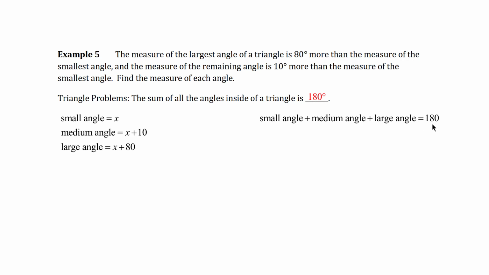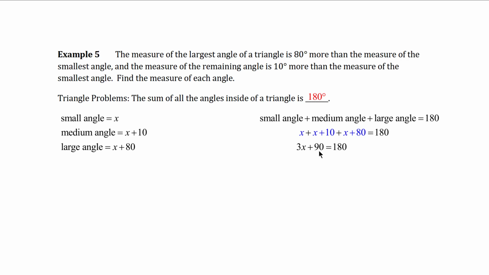Next, we substitute the value for each angle inside our equation. We get x plus x plus 10 plus x plus 80 equals 180. From here, we could combine like terms on the left-hand side. We have x plus x plus x is 3x. We have 10 plus 80 is 90. So the result is 3x plus 90 equals 180.